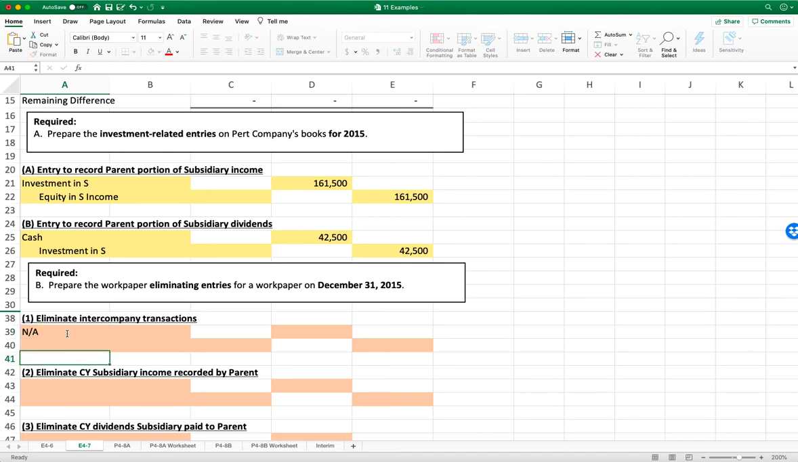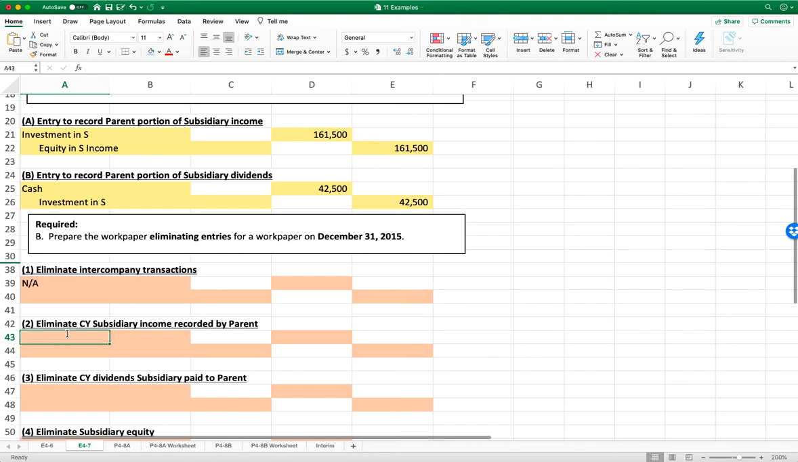We still don't have any of those, but again, I just want you to remember if we did, we would need to do something about it. Number 2, eliminate any current year subsidiary income recorded by the parent.